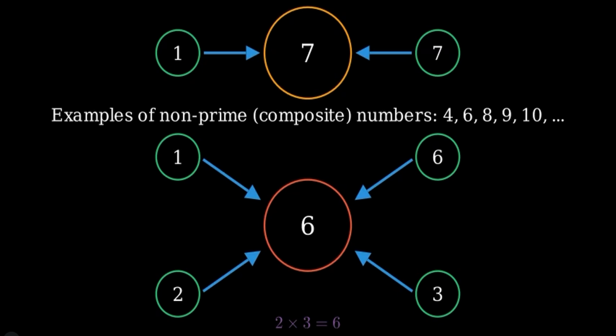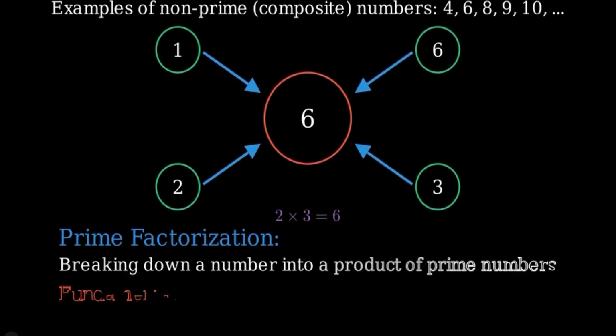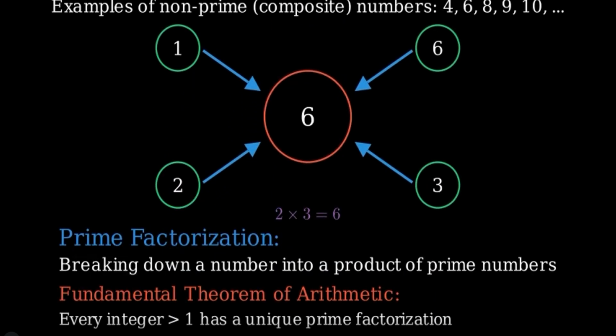Now, let's talk about prime factorization. Prime factorization is the process of breaking down a composite number into a product of prime numbers. Every integer greater than 1 can be expressed as a unique product of prime numbers. This is known as the fundamental theorem of arithmetic.